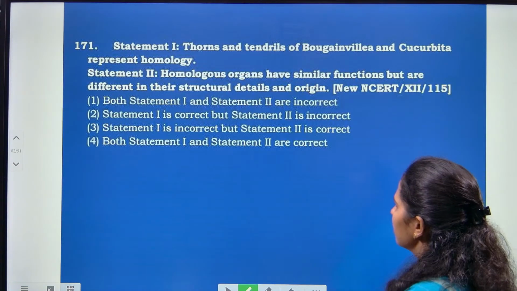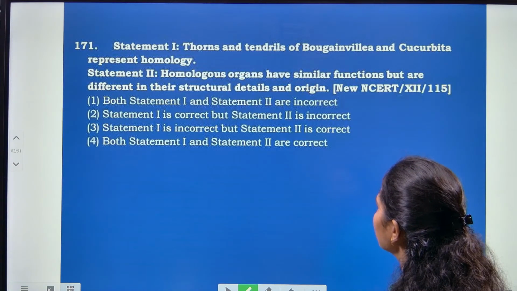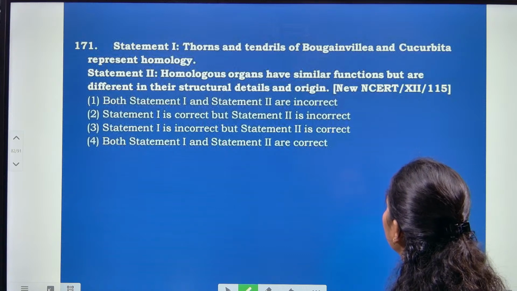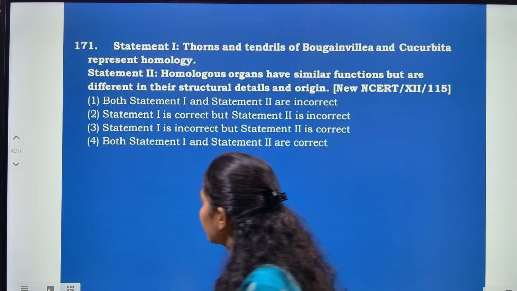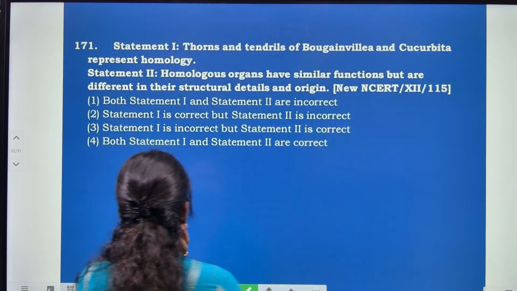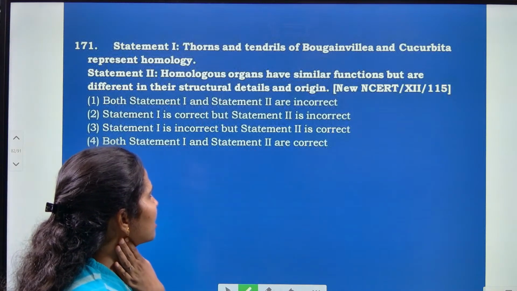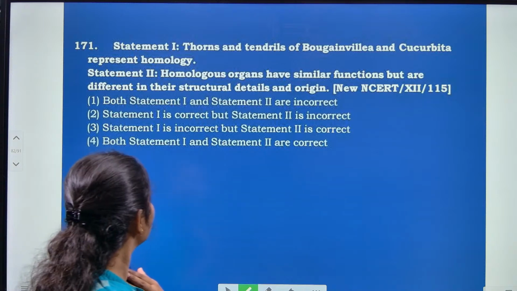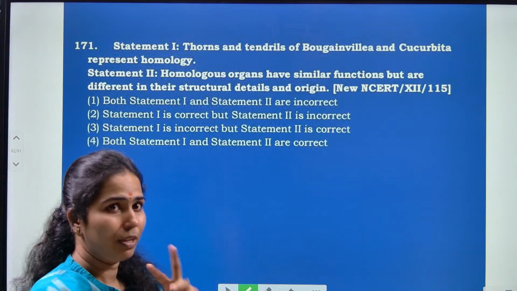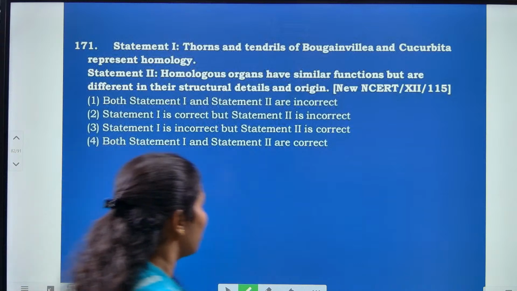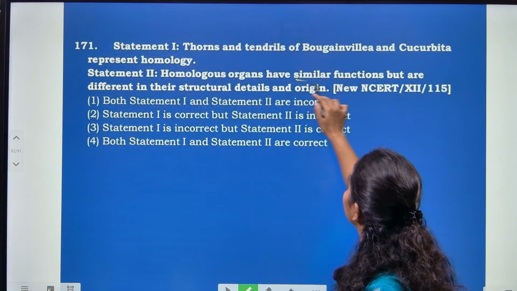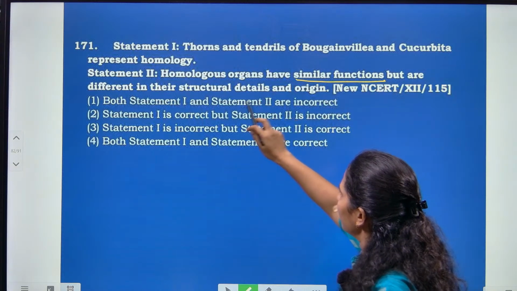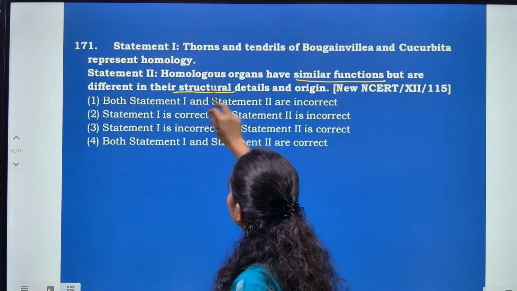Right. Statement 1: thorns and tendrils of Bougainvillea and Cucurbita represent homology, that is, homologous organs. Statement 2 states that homologous organs have similar functions but different structure. No, they have given it the other way round. They are similar in their structure but different in their function.